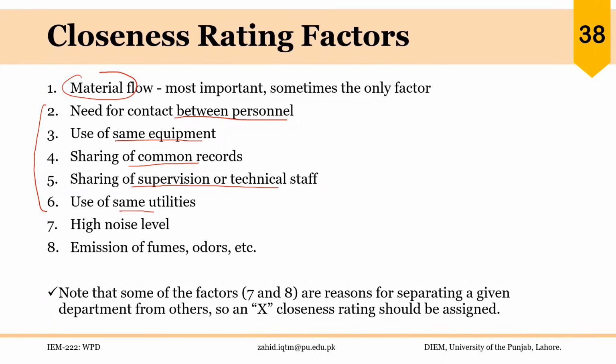Then there are factors that help us decide that two departments should not be close to each other. There could be some negative factors like high noise, emission of fumes, or some other factor that helps us decide the location of a department to be far away from other departments. So these 7 and 8 are reasons for separating a given department from others. So an X closeness rating should be assigned.